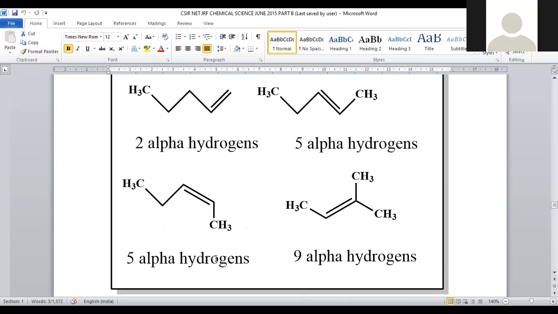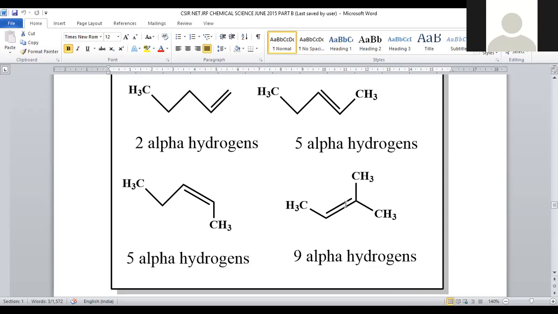Even though there is the same number of alpha hydrogens, another steric factor will play a role here, that is cis-trans. Cis will be sterically strained, trans will be less strained. So trans is stable, cis is least stable. In that way, the heat of hydration for cis will be more compared to trans. Moreover, this last compound is associated with 9 alpha carbon atoms. Correspondingly, 9 alpha hydrogens are present. 9 alpha hydrogens impart 9 hyperconjugative structures, and it will be the stablest molecule among all 4.